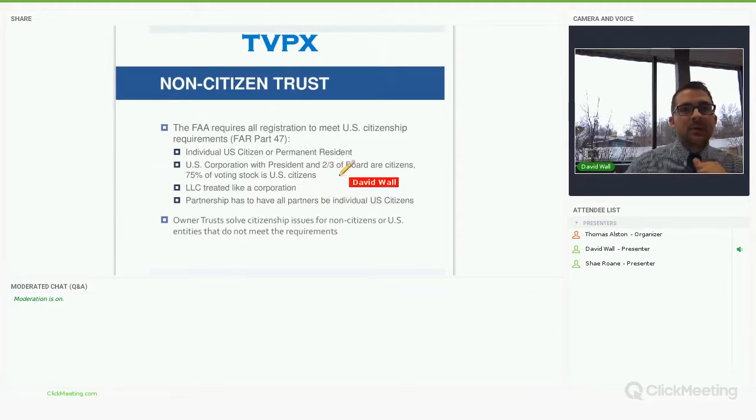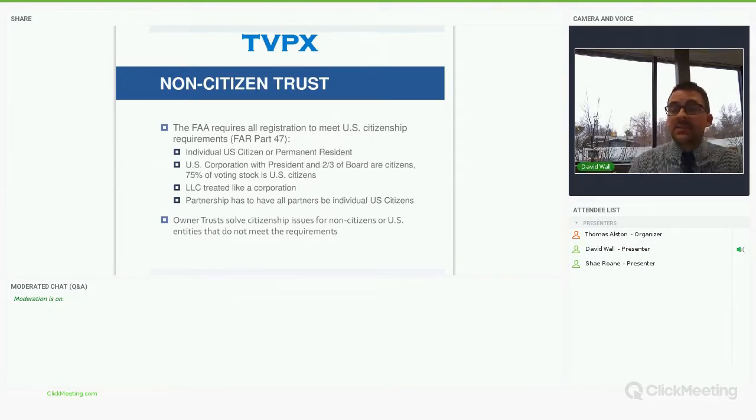This last item is partnerships. All partners have to be individual U.S. citizens. This actually comes into play a lot. We see this a lot with certain states where limited partnerships are popular for tax reasons. You'll see that you'll have a limited partnership where the partners are corporations. The FAA does not allow the partners to be corporations. If you have a partnership, it has to be individual U.S. citizens. So even if you have a company that would qualify as a U.S. citizen, if it's a partner of a partnership, it cannot register the aircraft.